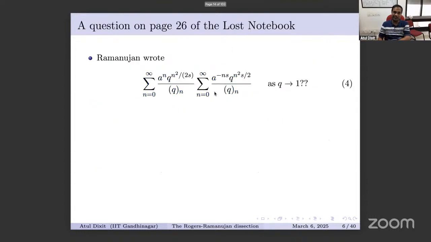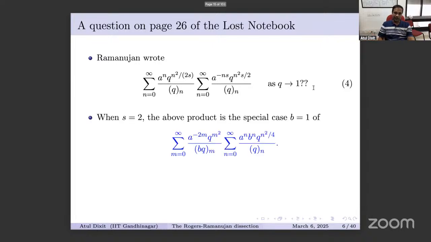So now, what is the generalization that one can get? To answer this, let us first look at one question which is there on page 26 of the last notebook. Ramanujan just writes this product as q tends to 1. What is the asymptotic behavior? That's what he is asking. But if you notice, when s is equal to 2, this particular product was the first term on the left-hand side of the identity in blue, which is on page 27 of the last notebook. So if you put s equal to 2, this is q to the n square by 4, that's here. And of course, with b equal to 1.